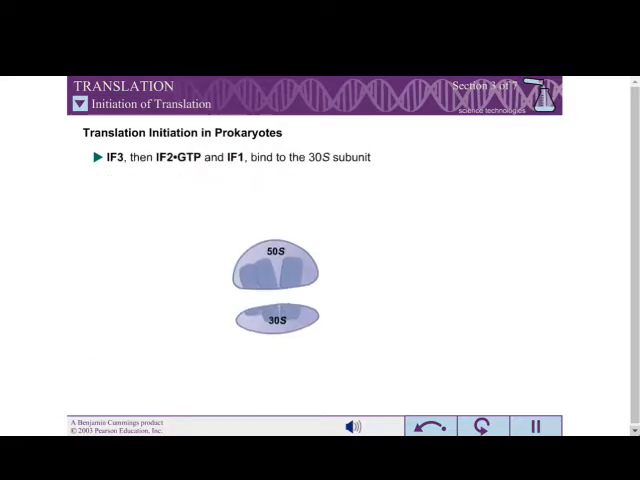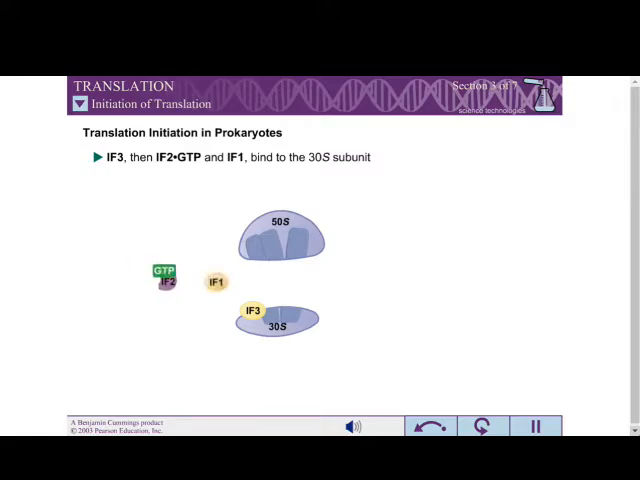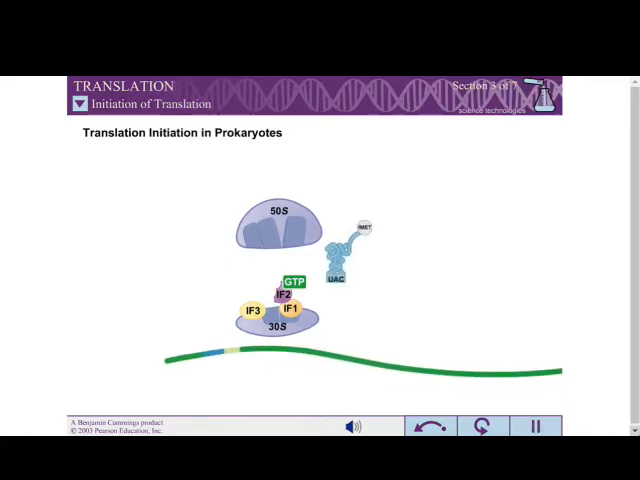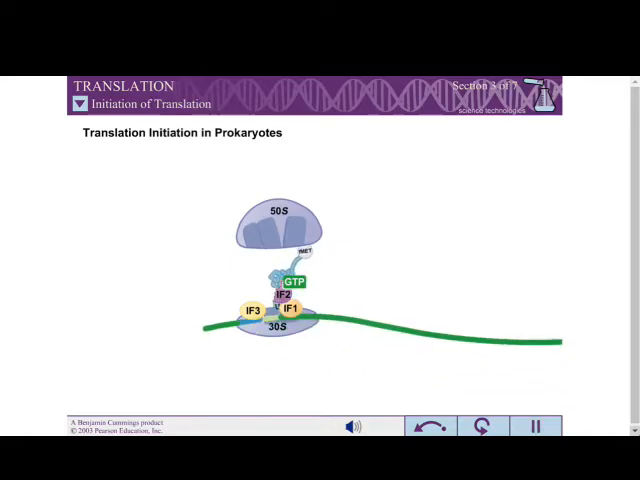Initiation factor 3 binds the 30S small subunit and prevents association with the 50S large subunit. This keeps the 30S small subunit open for mRNA binding. Next, initiation factor 1 nears the A site, and initiation factor 2 binds both the 30S subunit and IF1 in association with a GTP molecule. Next, both the mRNA and initiator tRNA can assemble onto the complex.